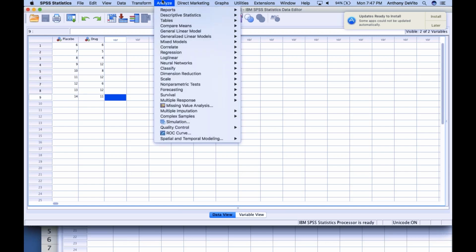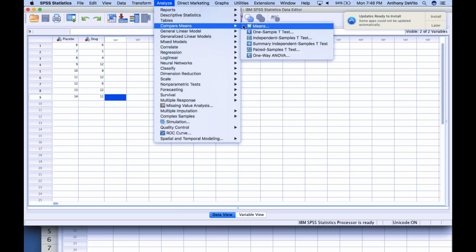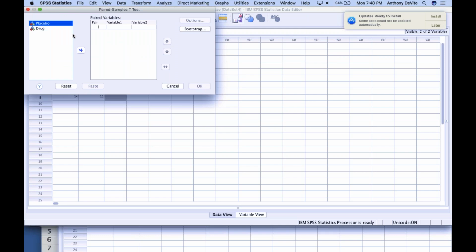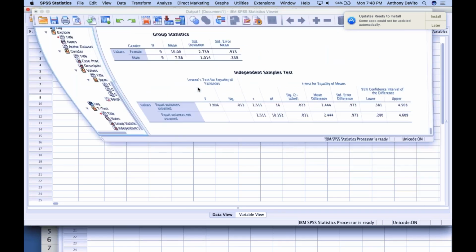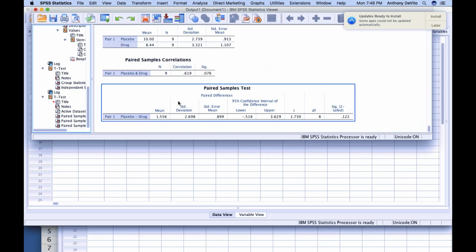So I would go in here, Analyze, Compare Means, Paired Sample t-test, and I'm going to move both. Notice it wants 2 variables, placebo and drug. Both have to go in there. And then I'm going to say okay, it does a calculation. And here's our paired sample t-test. The mean difference between these two, in other words, those 9 numbers, the differences, is 1.56. But is that really different from 0? No change. Standard deviation is this. The standard error is 0.89. What's my t-score? My t-score is 1.730. My degrees of freedom are 8, and my significance is 0.122.